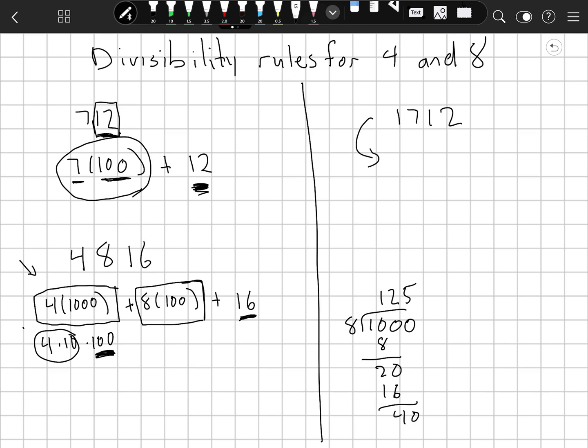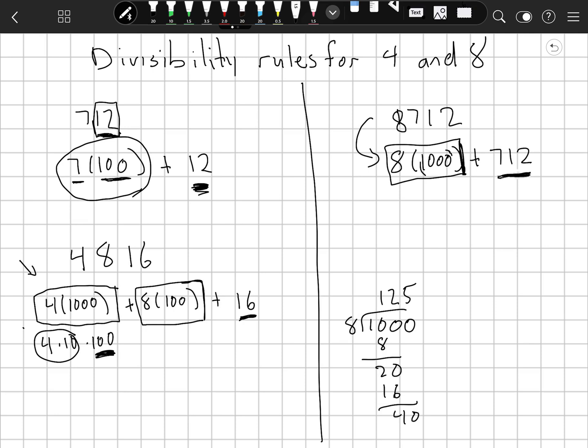I'm going to rewrite it. I'm actually going to put 1,712. So we have 1,000 plus 712. And we know that 1,000 is divisible by 8. So if you had 8 of them, they'd all be divisible by 8 too. So we really don't have to worry so much about this part here. It's taken care of for us. But we do want to look at this part here.